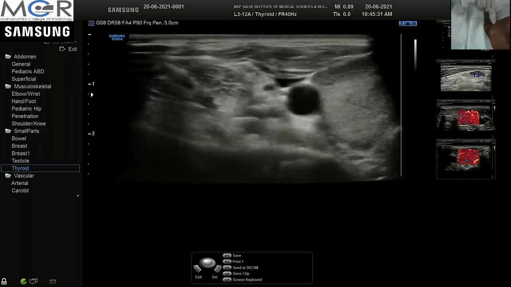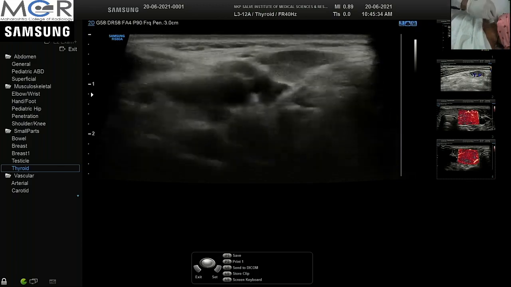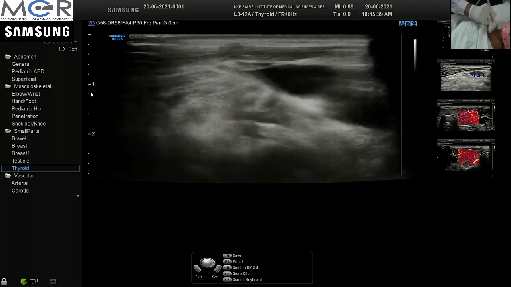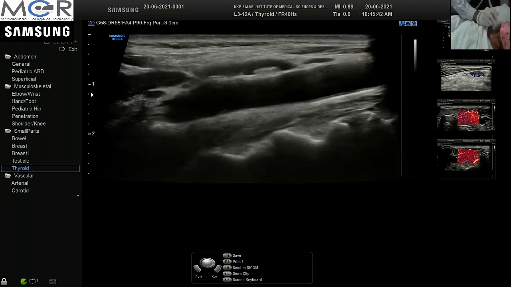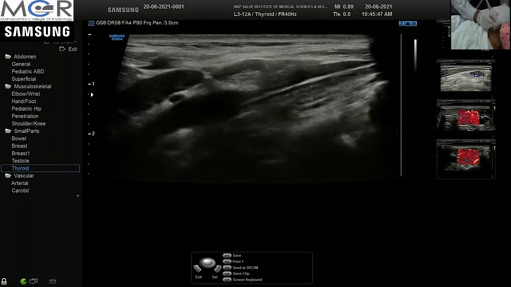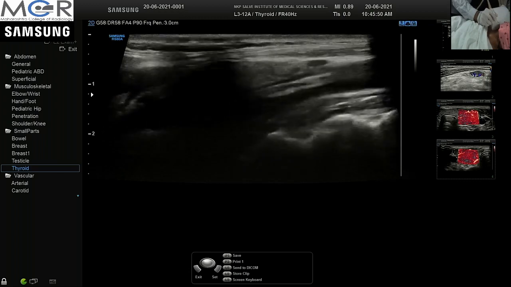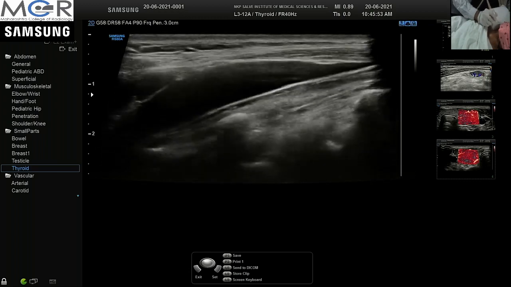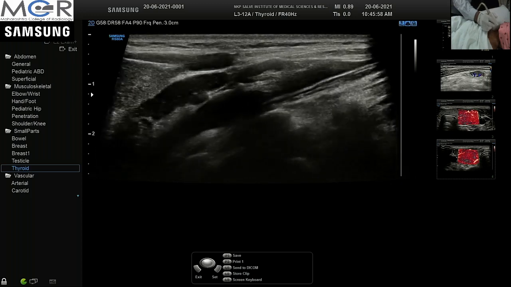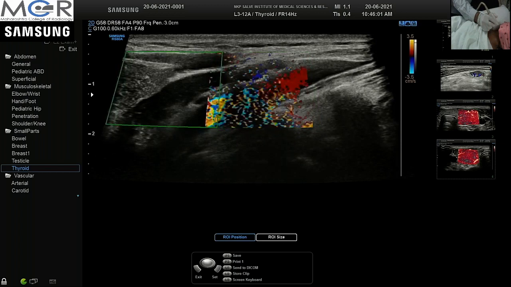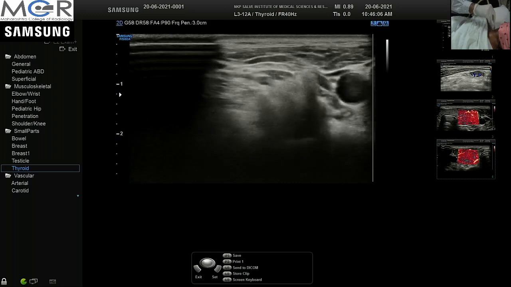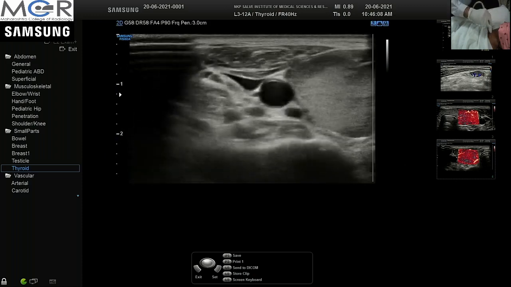So there are not multiple nodes. So we see some lymph nodes, but they are not enlarged. And see this along the jugular vein, all this, what they used to call jugulo-digastric, deep cervical, all these nodes. You can see them, and if required, you can put Doppler and try to see whether the vascular pattern is normal.